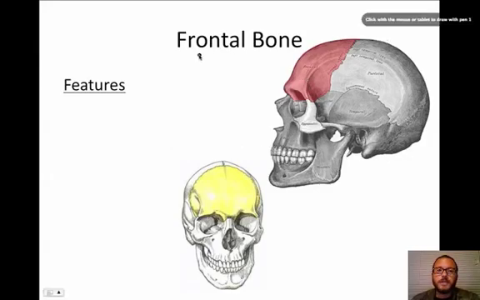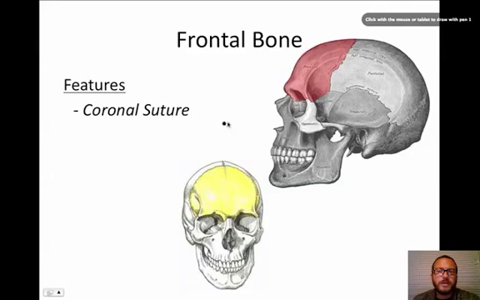First bone that we want to take a look at is the frontal bone. It's highlighted here. We see the frontal bone also on the front. It's also known as your forehead. Frontal bone, top of your orbits, top of your eye sockets, right where your eyebrows would be. It contains sinuses, some of those sinus headaches you feel.